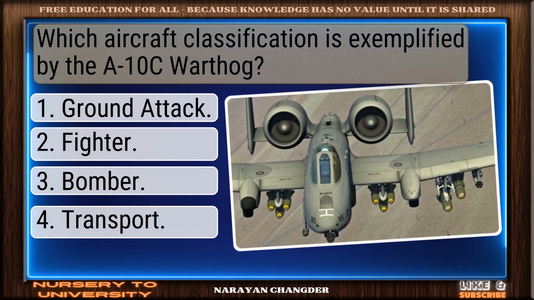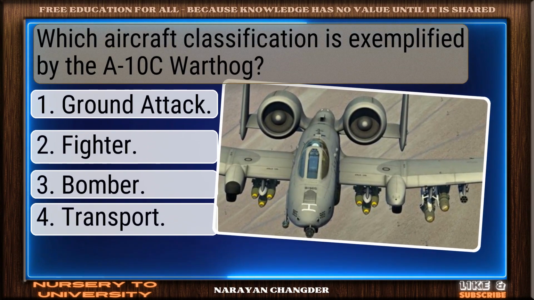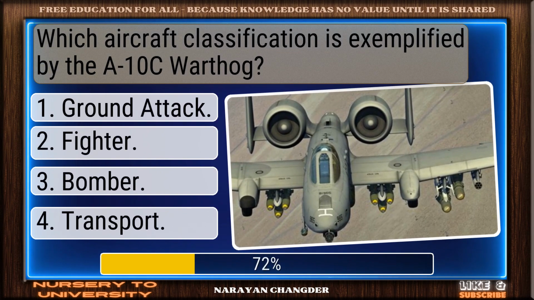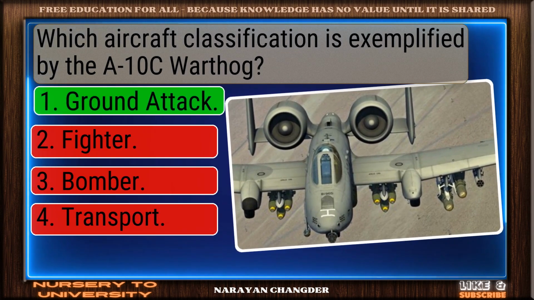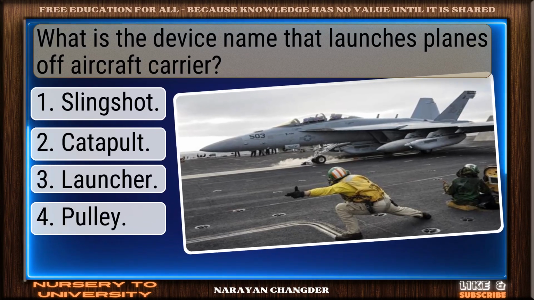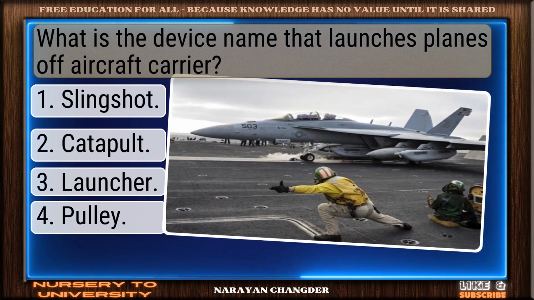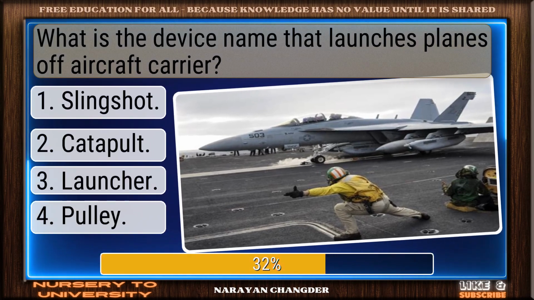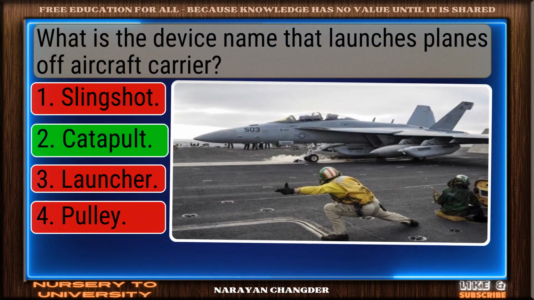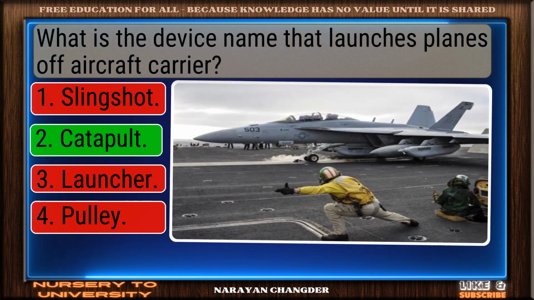Which aircraft classification is exemplified by the A-10C Warthog? Nice work. You chose ground attack and it is correct. What is the device name that launches planes off an aircraft carrier? Sharp thinking. Catapult is the right choice.